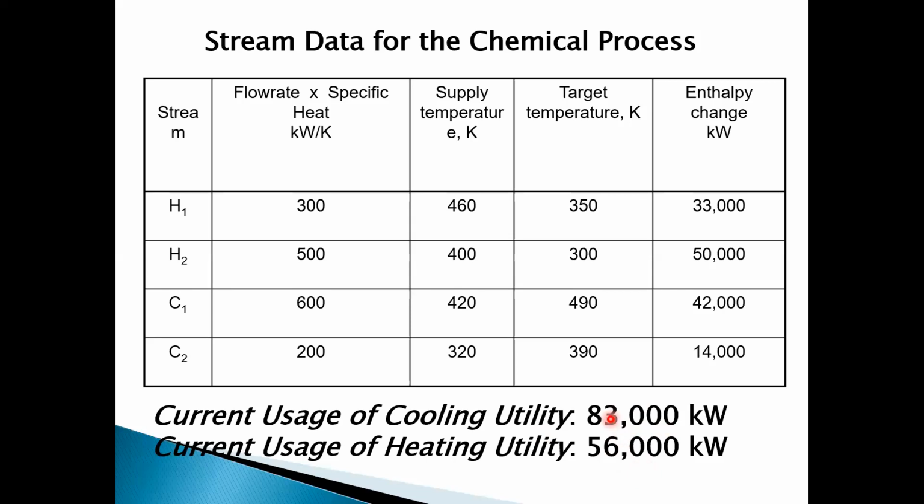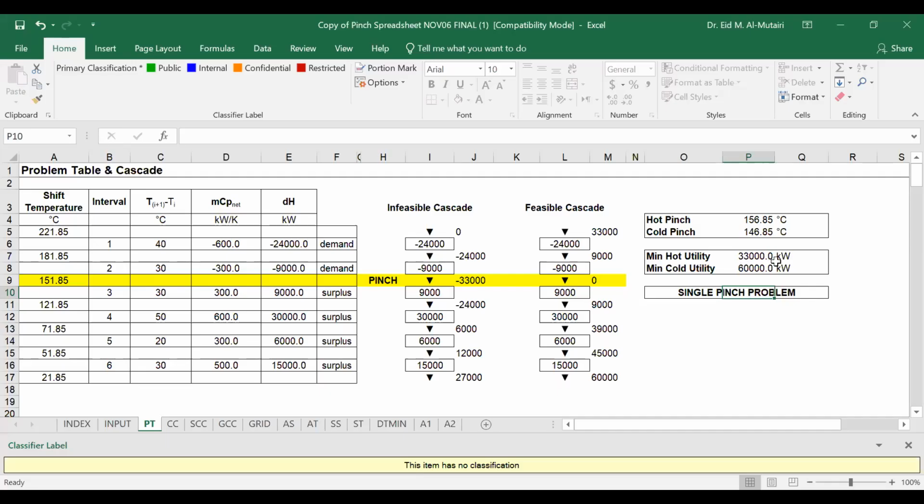Do you think there is a saving? If we compare, for example, the heating, we need 56 megawatts. Now I need only 33 megawatts. And the cooling is 83 megawatts. Now I need only 60 megawatts. So the new energy target considers the saving of the utilities if we integrate the streams with each other. If we integrate the streams with each other, then this is what we will get: 33 megawatts for heating and 60 megawatts for cooling.